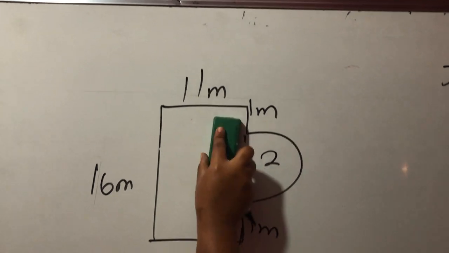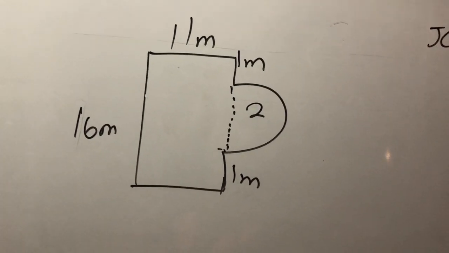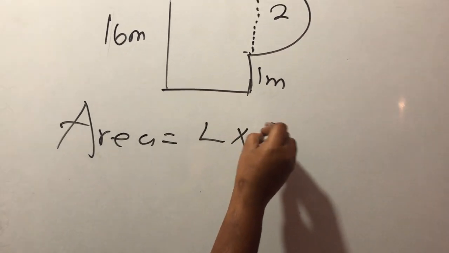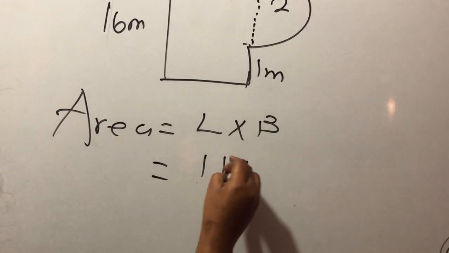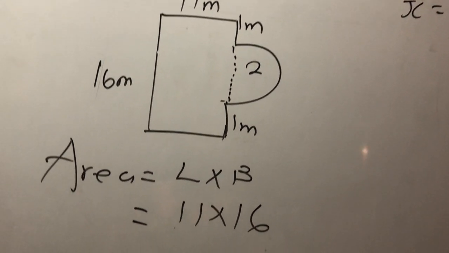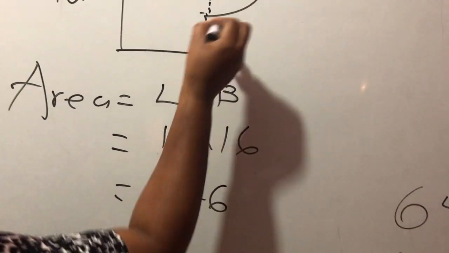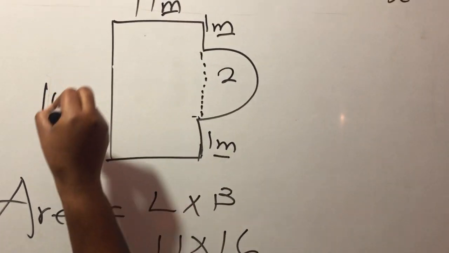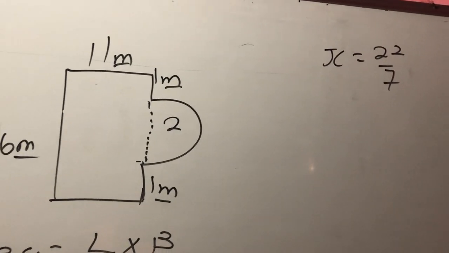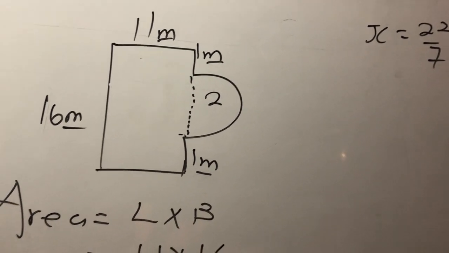Okay, now area of the rectangle is what? You know the formula, right? Area is equal to what? Length times breadth. So you have 11 times 16, which is given as 176, what is it? Meters. Please don't go and write centimeters when the question gives you meters. So that is it. We find the area of the rectangle.